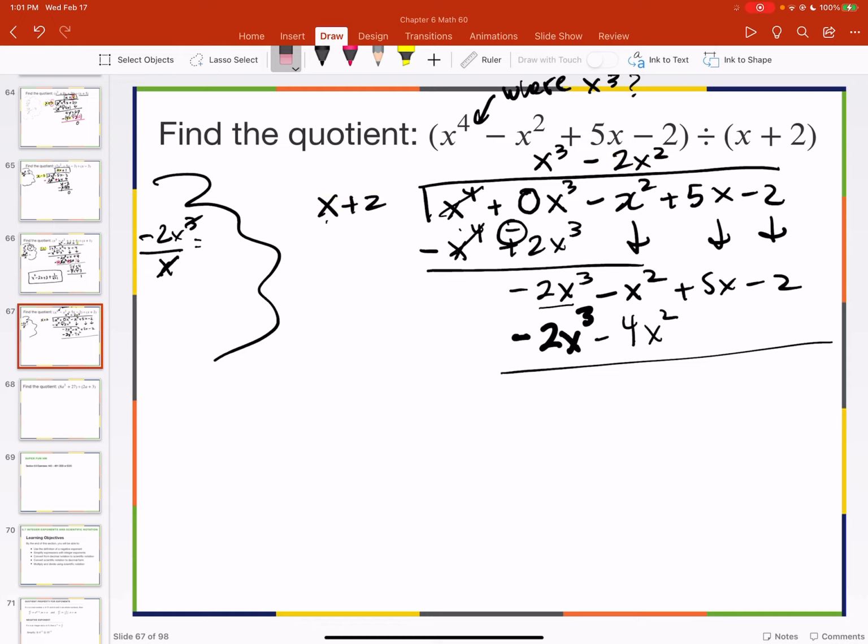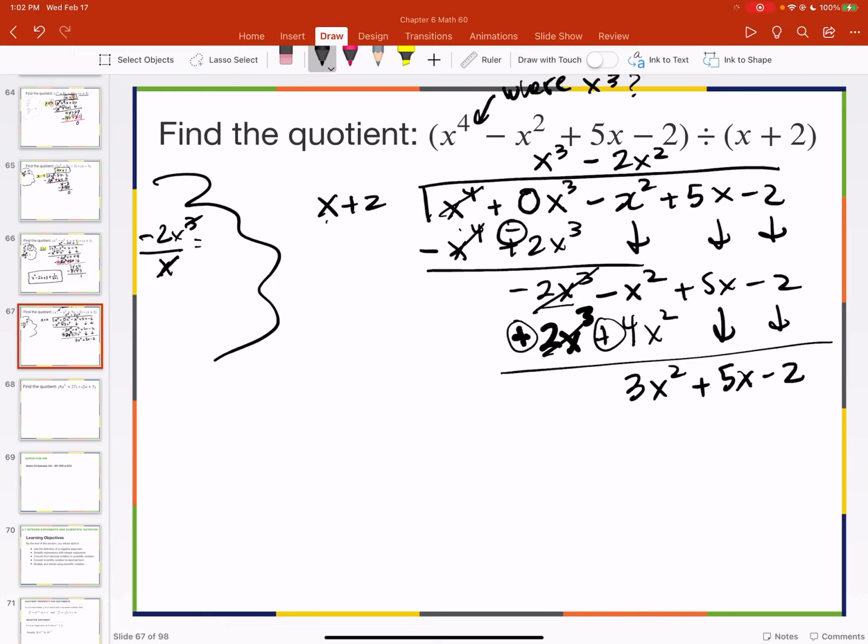Okay, so now I'm subtracting, which changes the sign. This becomes positive, this becomes positive. So then that cancels out. Negative x squared plus 4x squared becomes 3x squared, bringing down the 5x. And that negative 2 is along for the ride.